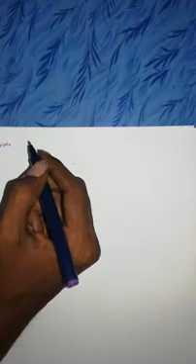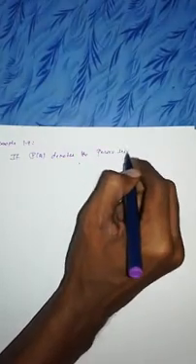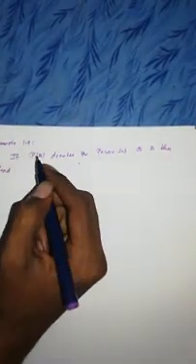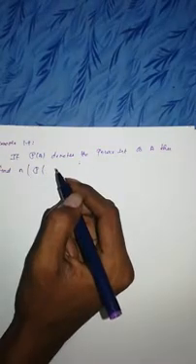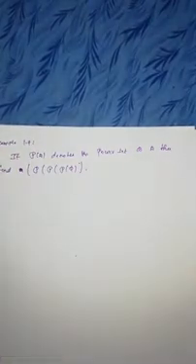The last example, example 1.9. If P(A) denotes the power set of A, then find n(P(empty set)). The empty set has 0 elements. Note this down, be very careful: the empty set has 0 elements, but a singleton set has 1 element. So the number of elements in the empty set is 0. So the number of subsets that can be formed is 2 power 0.